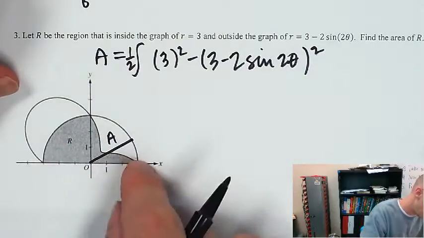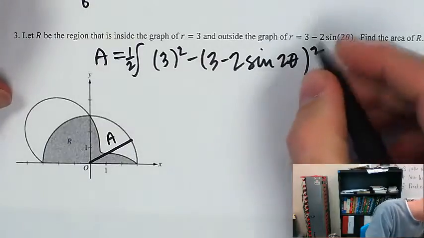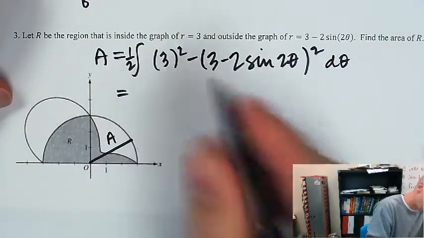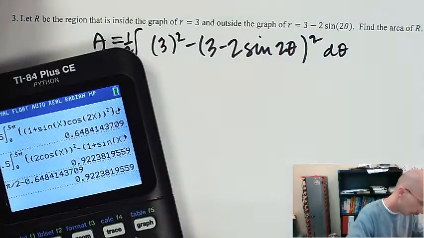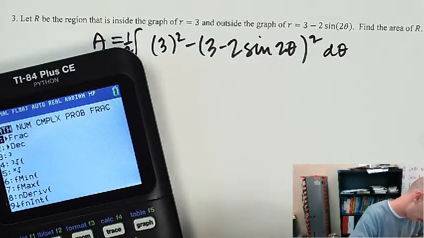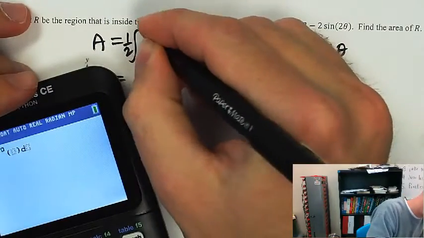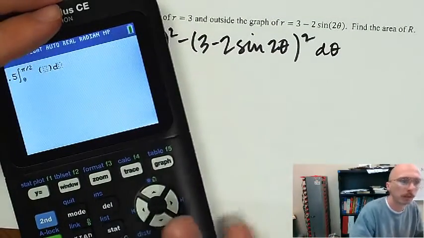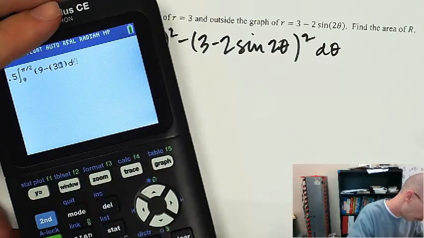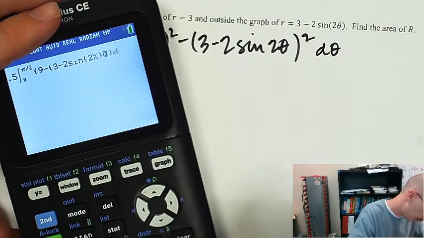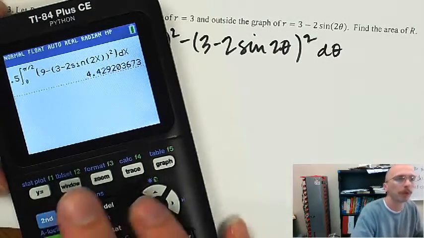Okay, when I go to find the area of the shaded region, I'm going to need to start at 0 and eventually end up at pi, but it's going to require 2 integrals. But you might already know that. Okay, so this is going to be something I need to use a calculator for, right? Because we don't do sine squared by hand, even though we probably could. Let's say half of the integral from 0 to pi over 2 of 9 minus (3 minus 2 sine 2 theta) squared d theta. You get 4.429.